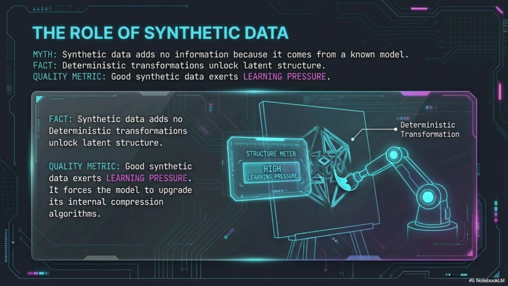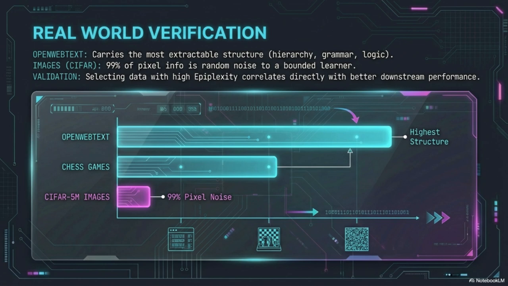Okay, what about synthetic data? Classic ideas would suggest it's useless, right? You can't create information. But we know it often helps. The epiplexity lens just resolves this completely. Like we saw with AlphaZero, deterministic transformations can increase the structural content that's visible to a bounded learner. They don't add new raw info, but they can unlock structure that was already latent.